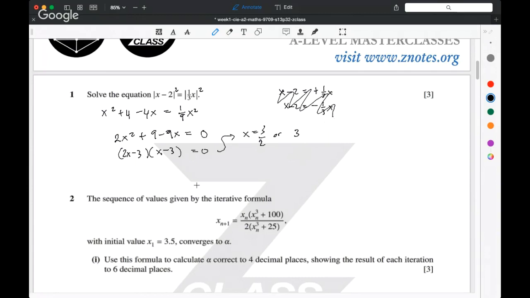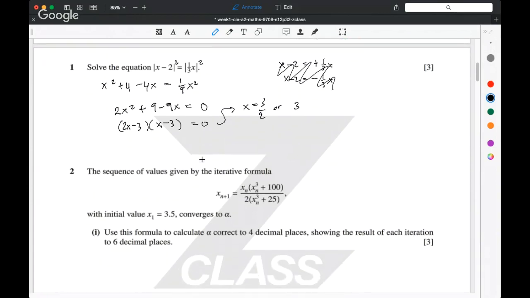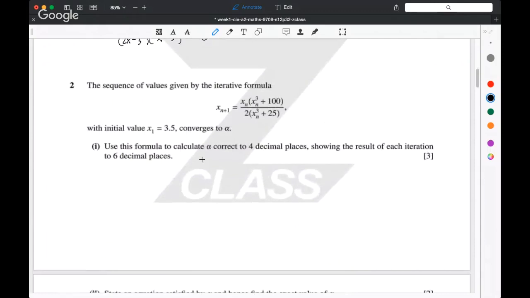So let's look at this one. This is one of those very dull and boring iterative questions. You can see how it works, right? If I give you some seed, some initial value x1, you can use this formula to give me x2. Then you plug x2 in again, and it gives you x3 and x4 and so on. So the first question is asking you to do that.